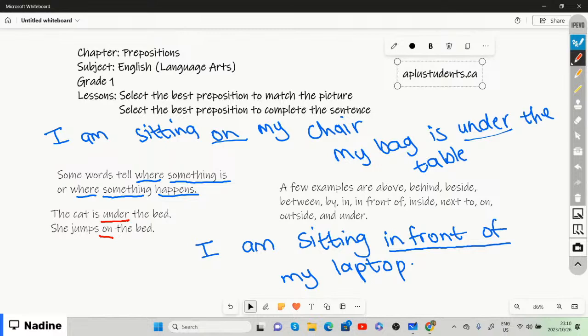So those are our two sentences: the cat is under the bed and she jumps on the bed. So we have two prepositions. The one is under and the other one is on.